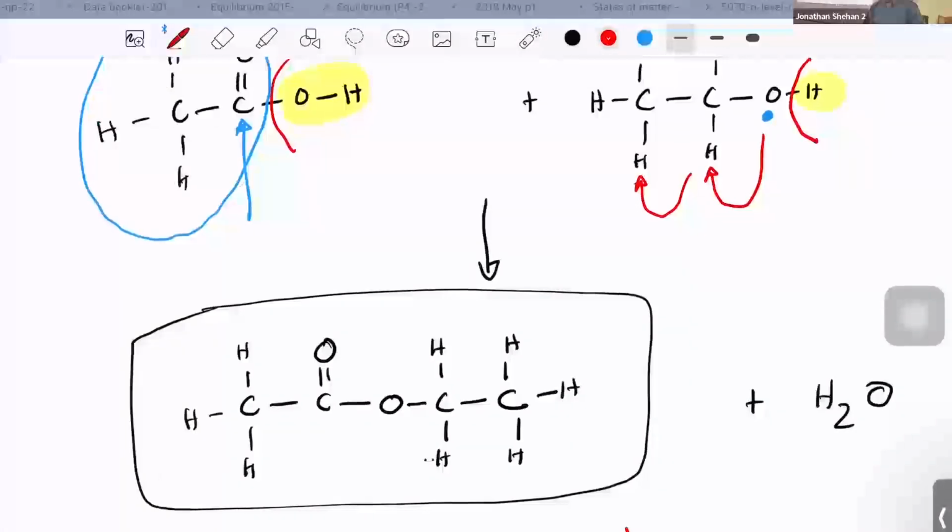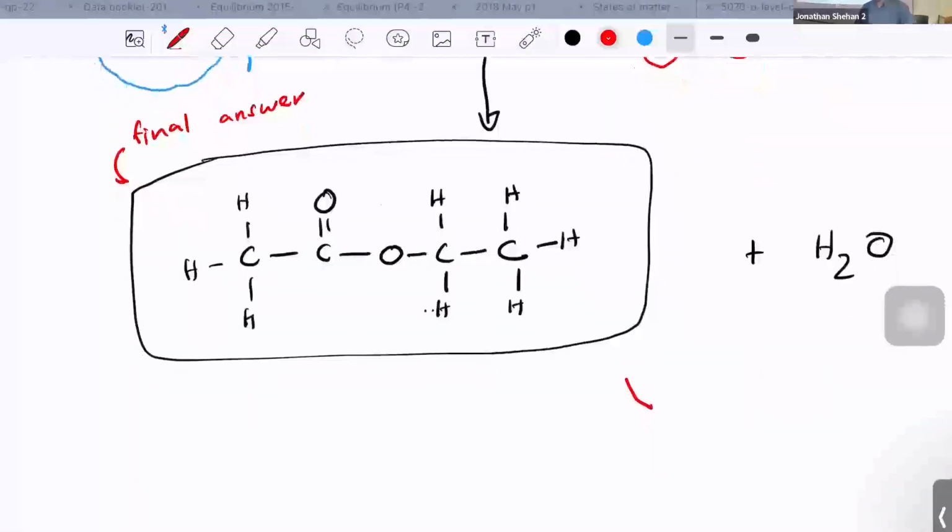So this is the final answer. Now in this question, they have asked us to draw the structure of the product ester. So that's what we need to draw, but I have given a full answer here, so we can complete the note there. Right. Now we can do another example, guys.